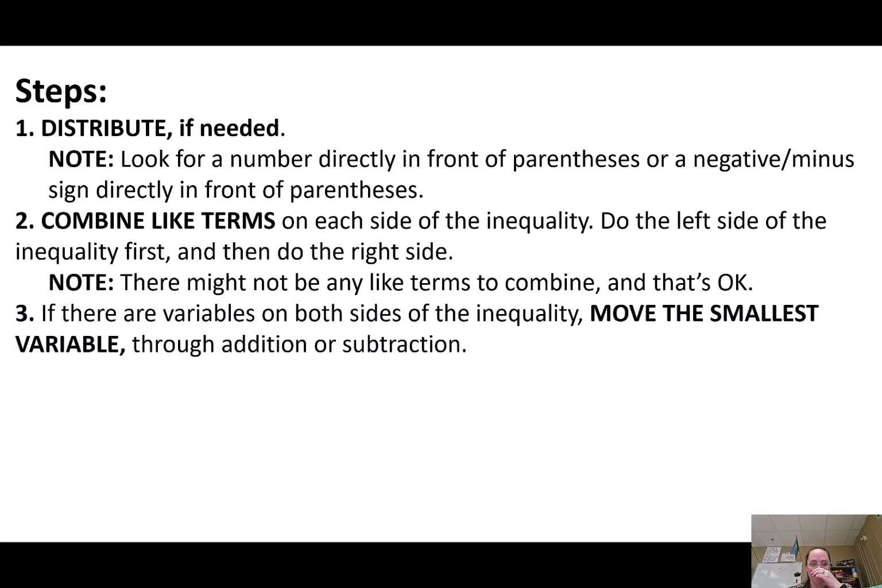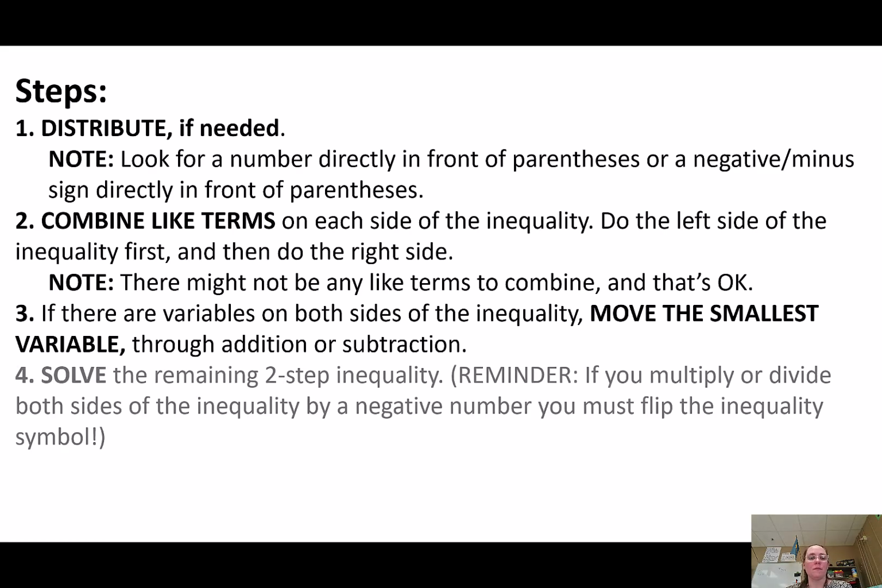From there, we're going to look at if there are variables on both sides. Steps 1, 2, and 3 may not all be part of the problem. There may be one or a combination of them. From there, it's just solving that two-step inequality that we just did.